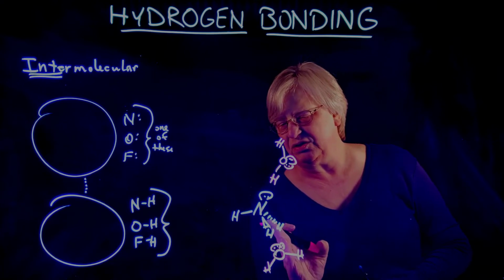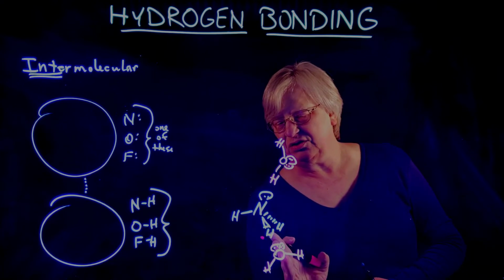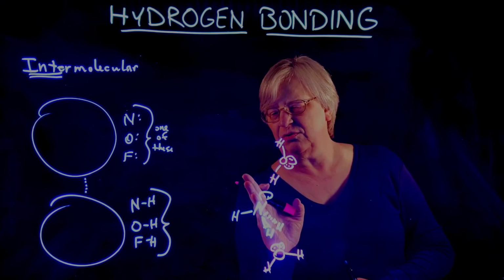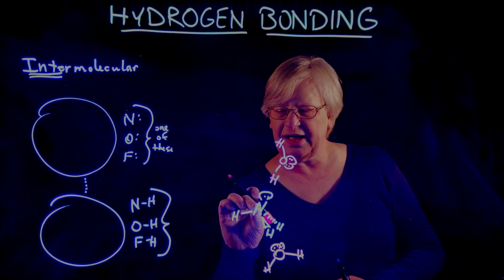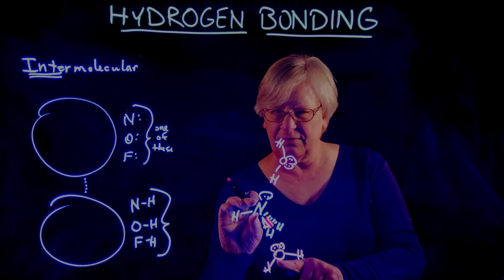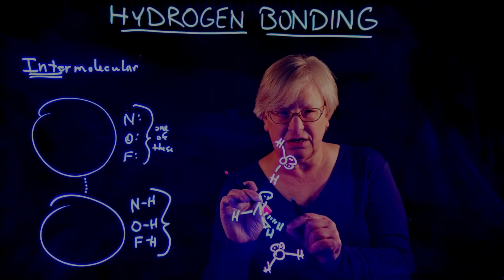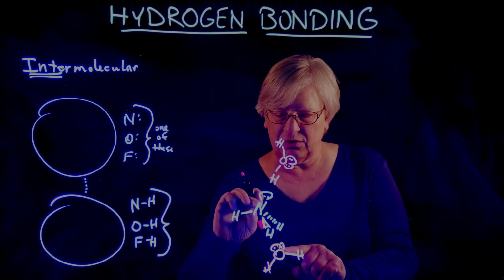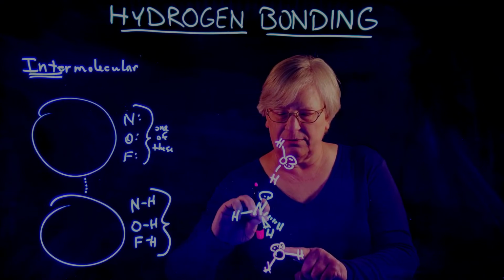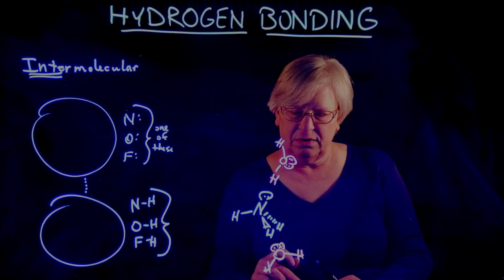Notice it's always in a straight line. Oxygen straight through the lone pair, straight through the hydrogen, straight through to the nitrogen. We have this highly electronegative atom, very small and electronegative is what's necessary here, with a hydrogen in between and this lone pair in between. Okay? All right.